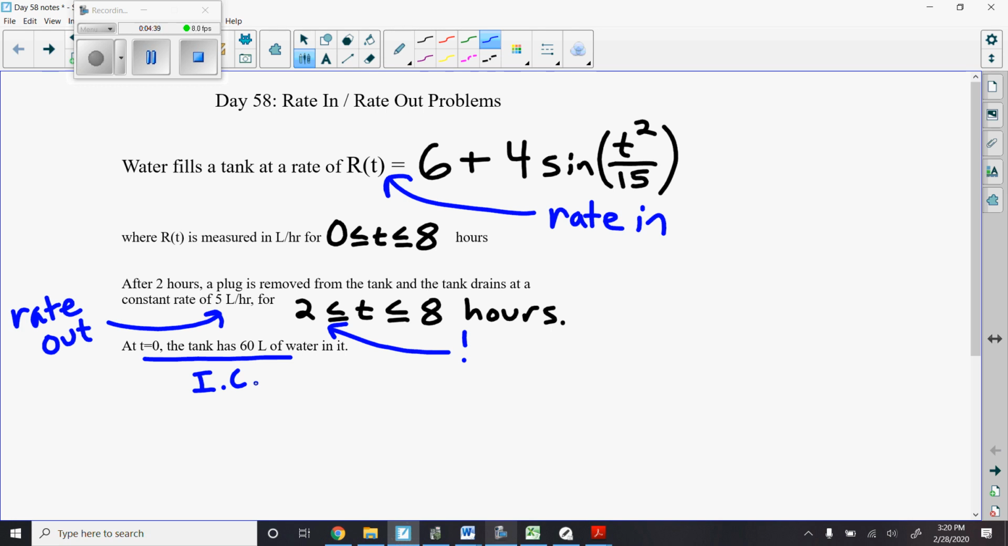Okay, so let's think about what we know so far. What we know so far is integrating R of t, the integral from 0 to t of R of t dt, to whatever time we want. If we wanted 0 to 2, that'd be in the first 2 hours. If we wanted 0 to 8, that would be in the first 8 hours. If we want 0 to t, it'd be in the first t hours. The integral from 0 to t of R of t dt gives you total water added.